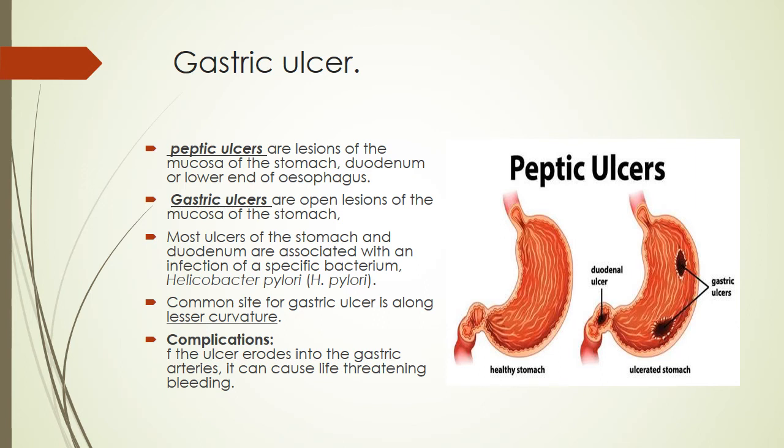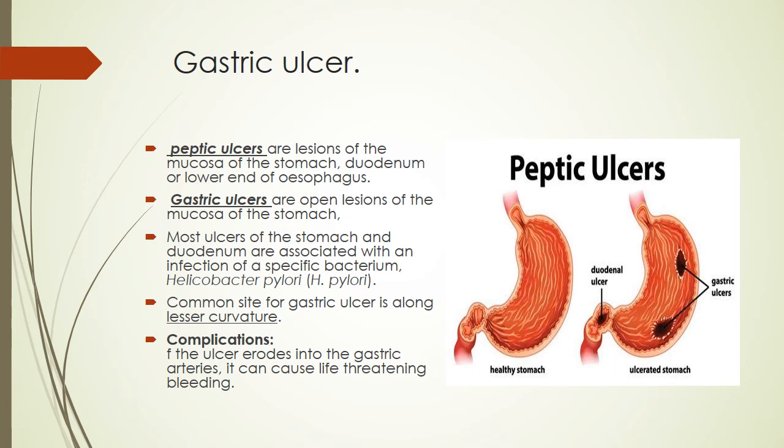Now most ulcers of the stomach and the duodenum are associated with an infection by a specific bacterium called Helicobacter pylori. There are some other predisposing factors also. The common site for gastric ulcer is along lesser curvature, and we have just studied the presence of longitudinal folds, the gastric canal along lesser curvature, and how the fluids directly pass toward the pyloric end through this gastric canal. This predisposes this lesser curvature to ulcers.